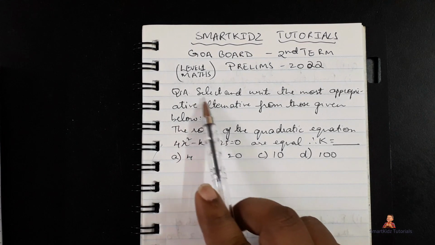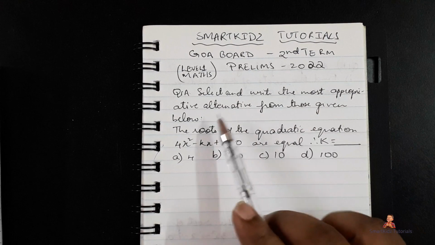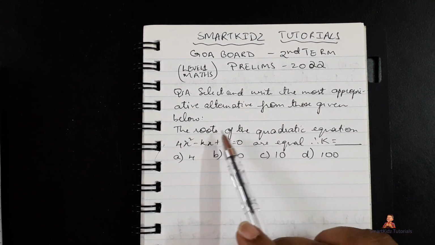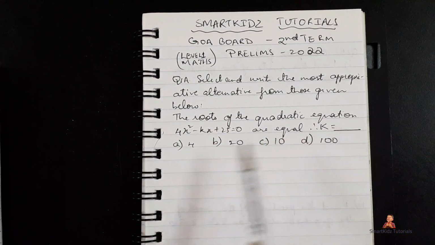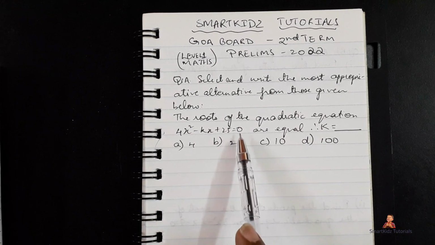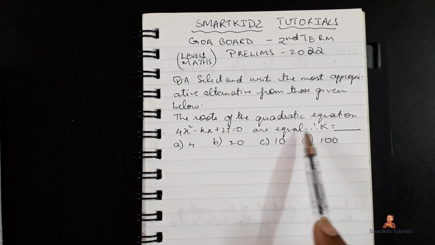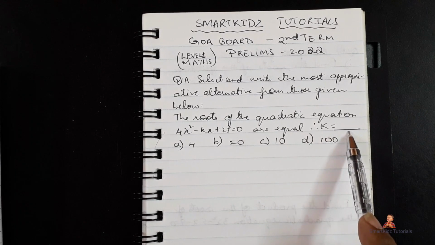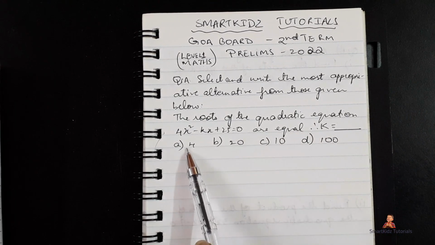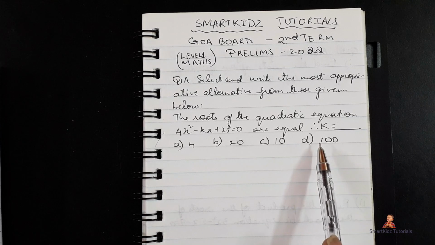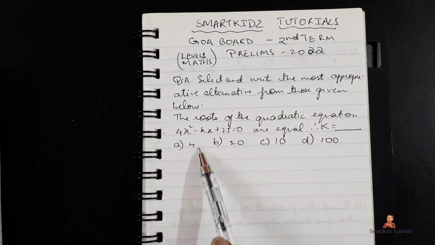So question 1a says select and write the most appropriate alternative from those given below. The roots of the quadratic equation 4x square minus kx plus 25 equal to 0 are equal. Therefore k is equal to dash. So one of the choices is a correct choice. We need to find that out.